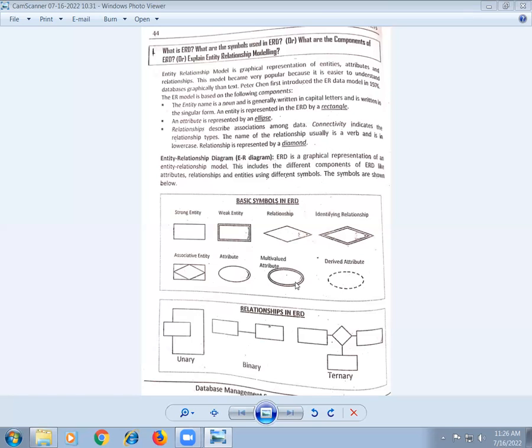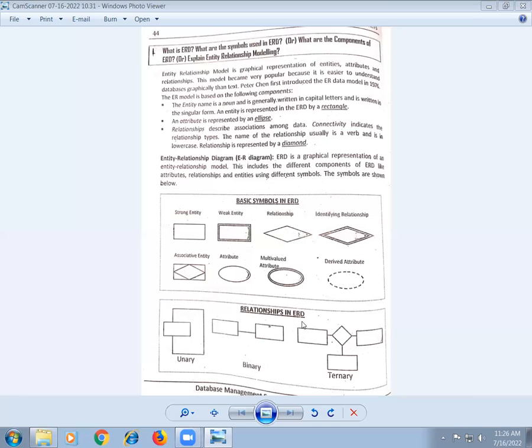The multi-valued attribute symbol is represented with a double ellipse. The last one, the derived attribute, is represented with an ellipse symbol with dots. The derived attribute symbol is similar to the attribute and multi-valued attribute symbols. These are the basic symbols in ERD.